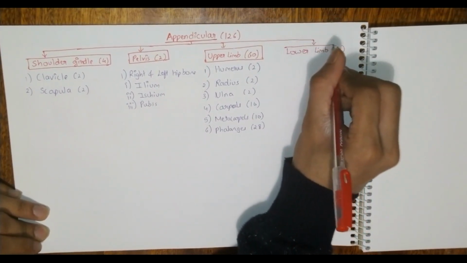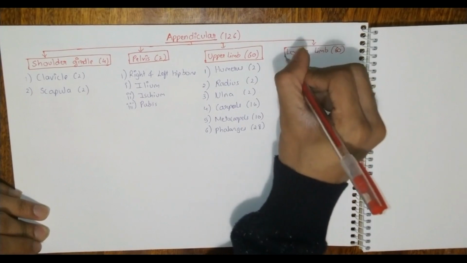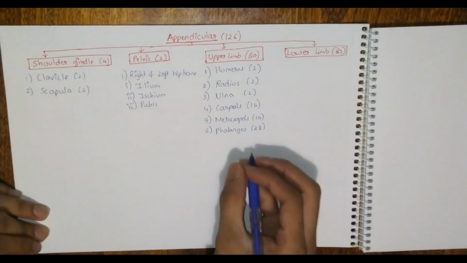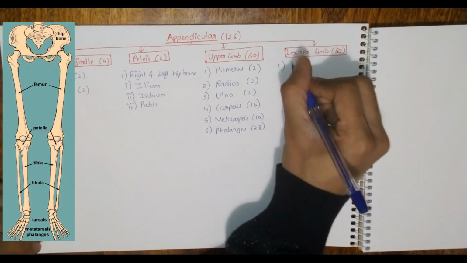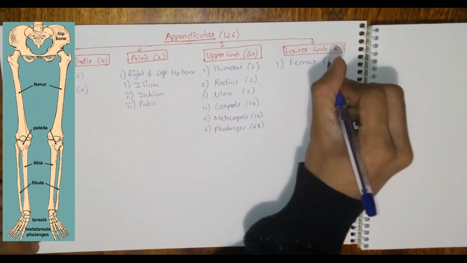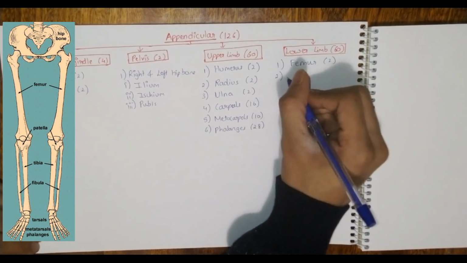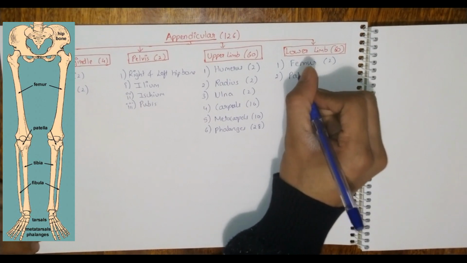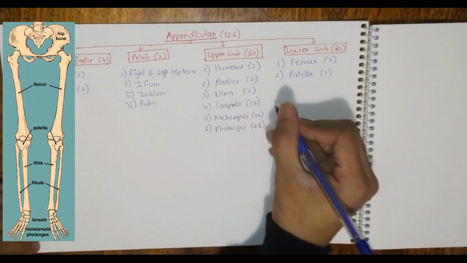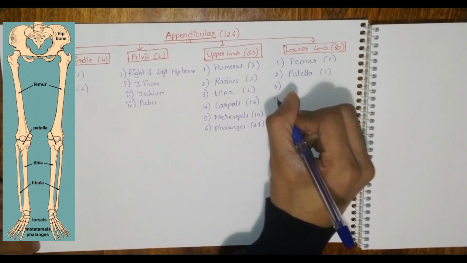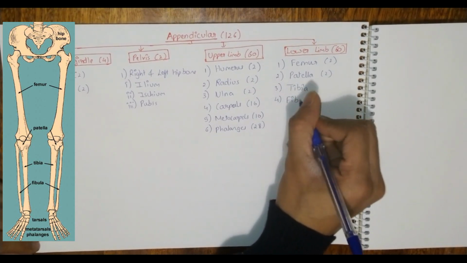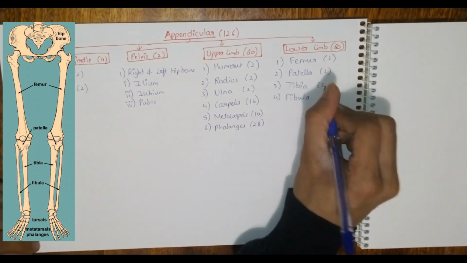The first one is femur. Again, both the sides, so 2 femurs. Then there are 2 patella. Then comes tibia and fibula. Tibia, fibula, both of which are 2.